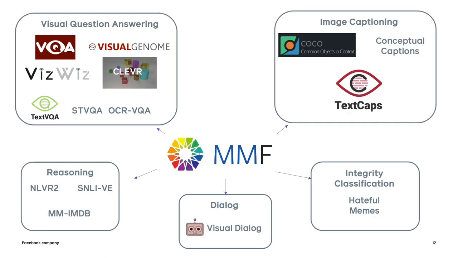MMF contains a variety of these tasks which are divided into different domains. These domains are by no means restrictive, so one task can be in multiple domains. Hateful Memes can be in integrity classification as well as reasoning, and the same for visual question answering, which can be inside VQA as well as reasoning. So we have various kinds of tasks, from visual question answering and image captioning to dialogue and integrity classification inside MMF, and we keep adding new tasks every day.